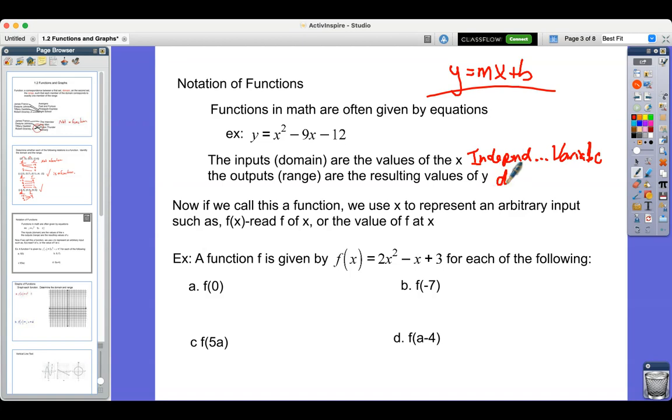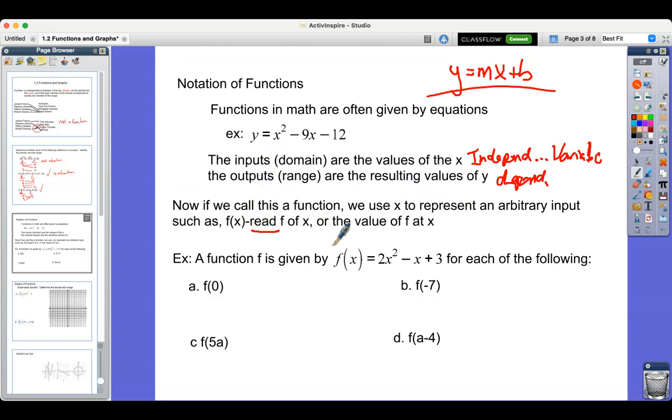And these are dependent variable. So if we call this a function, then we use x to represent any possible value that we put in. F of x, this f parentheses x, the way we read it is f of x, or the value of f at x.